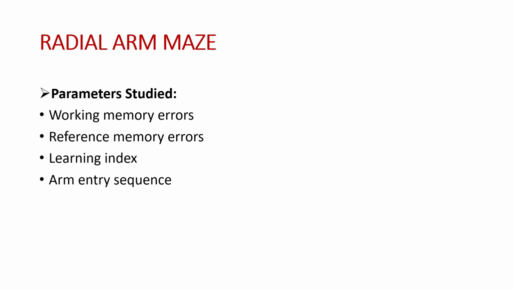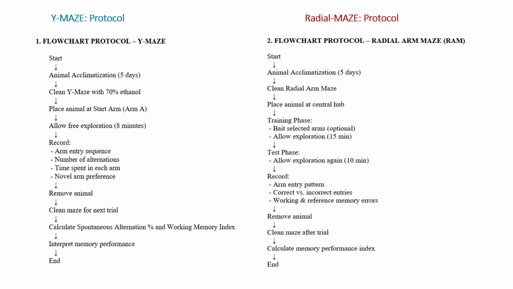So what parameters are studied? Working memory errors, reference memory errors, learning index, arm entry sequence. These parameters we will see in detail later in this video. So what is the protocol generally used for Y maze and radial maze? We will see this flowchart protocol, first Y maze.